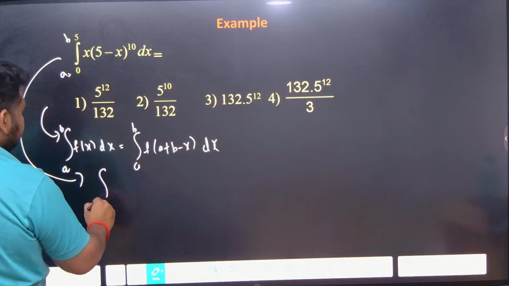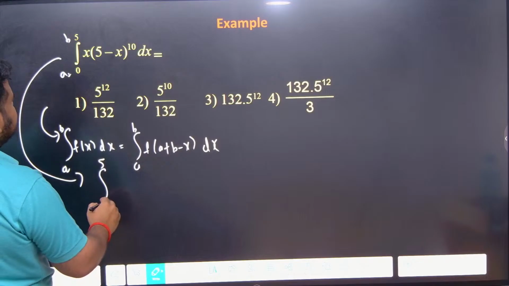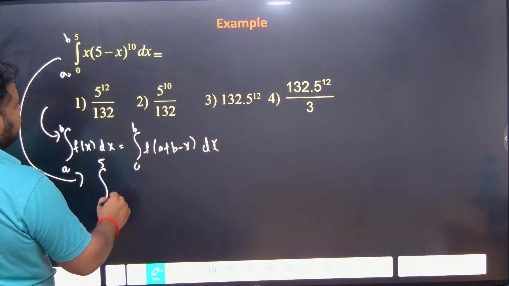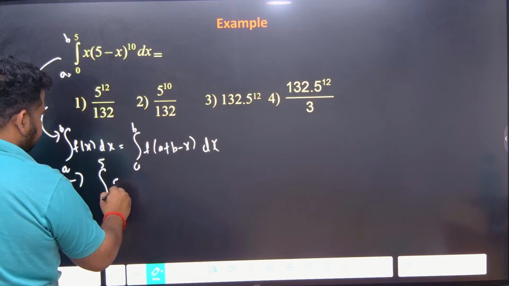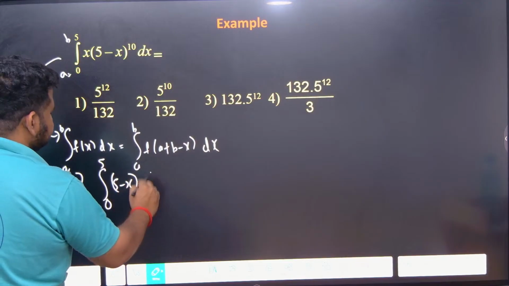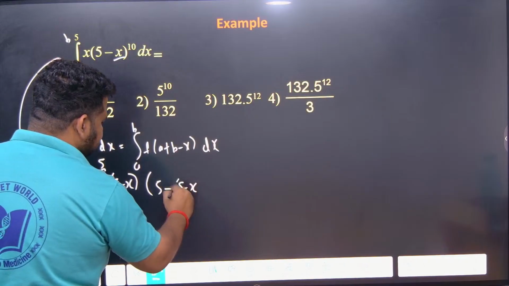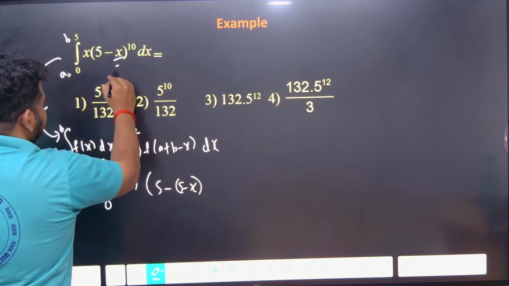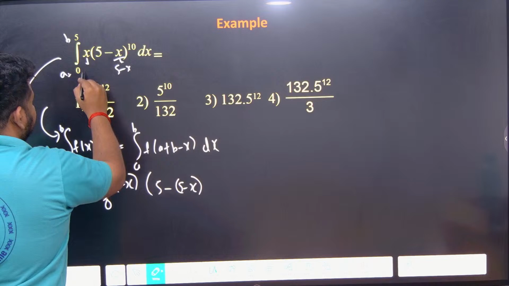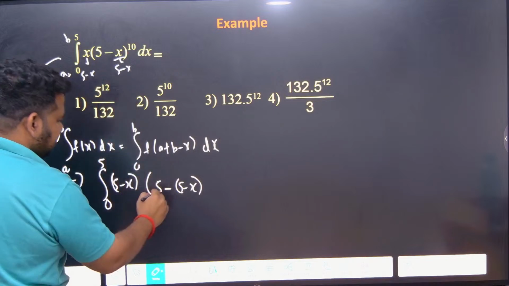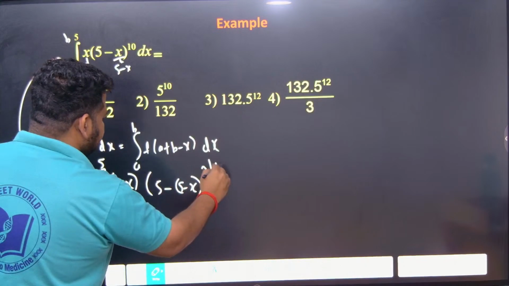So I can write this integral as 0 to 5, x becomes a plus b minus x, that is 5 minus x. This x will become 5 minus x. And in the bracket, 5 minus x becomes 5 minus (5 minus x). So we get (5 minus x) to the power of 10.